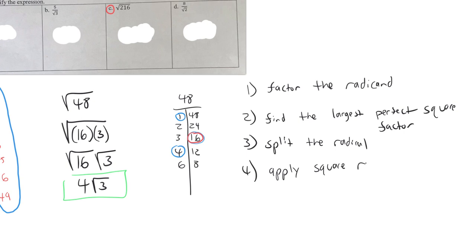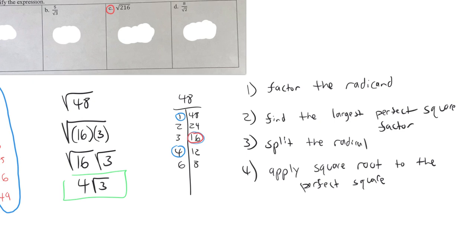All right, now you might be wondering, what am I talking about there? Square root to the, I'll explain it in a moment, perfect square. So this step 4 took place here, where we applied the square root to the perfect square factor, 16, and it became a 4. And that's it. Okay, so that's how you do it.